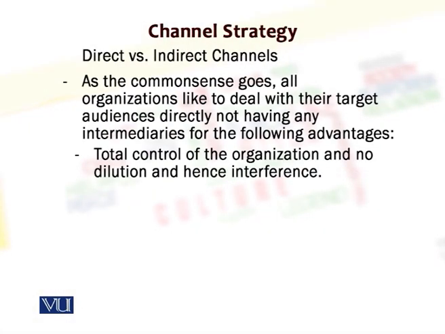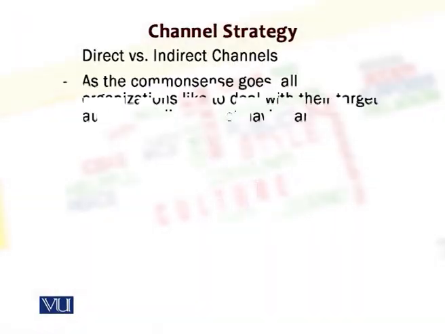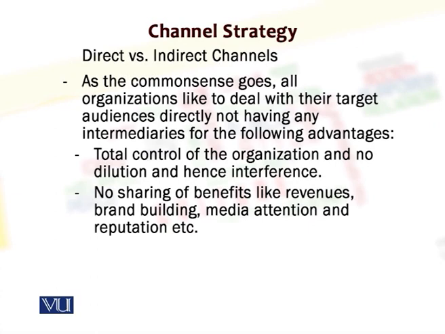So what really are the benefits that drive or may drive an organization to have a direct channel are that the organizations can have total control of the channel by not involving any intermediaries. And when they have total control, there is no dilution of that control because there is no interference by any other stakeholders or the business partners. Organizations can also have the benefit of not sharing so many different things with the other parties, like profits, for example. They do not really have to share efforts on brand building and their reputation. And by the same token, they do not really divide attention of the media. The media can pay total attention with a lot of focus on the organization instead of the other stakeholders at the same time. So you can see there are so many different advantages.